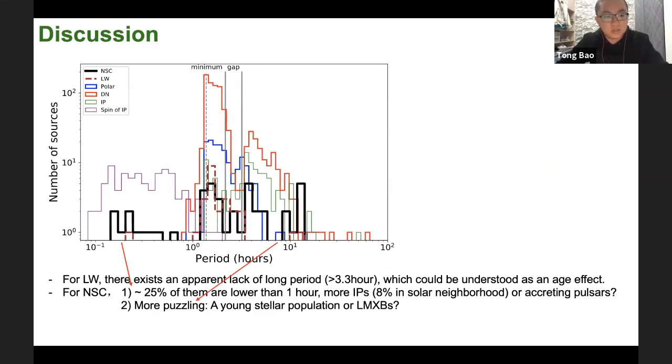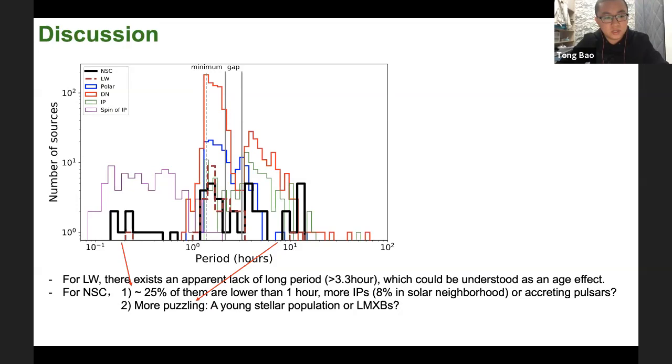Well, for our sources, you can also see the cut around the period minimum, further confirming that they are most likely CVs. While for limiting window sources denoted by the brown solid line, there exists an apparent lack of long period systems longer than 3 hours, which could be understood as an edge effect, since most CVs in the Bulge are highly evolved systems and already shrunk their orbits.